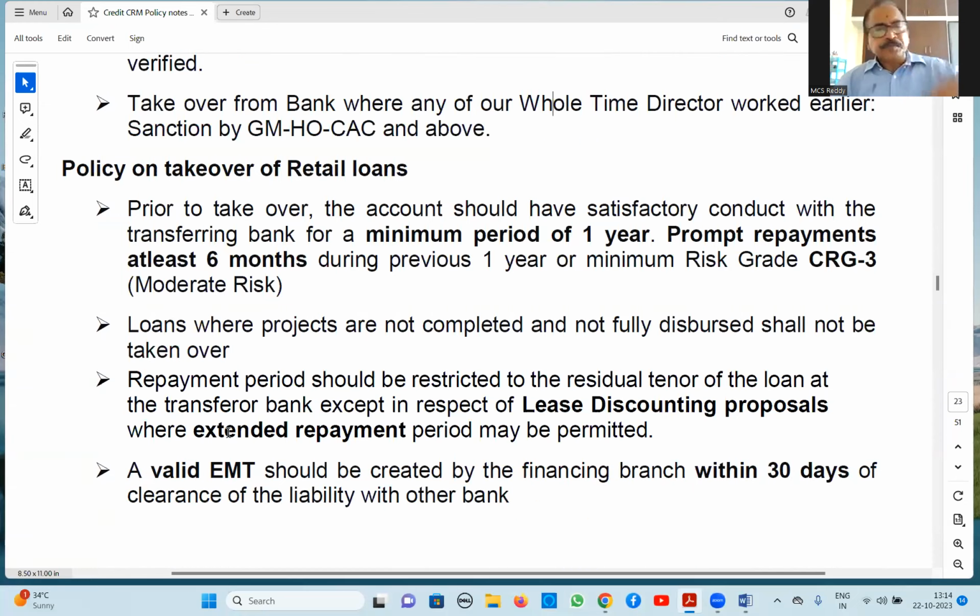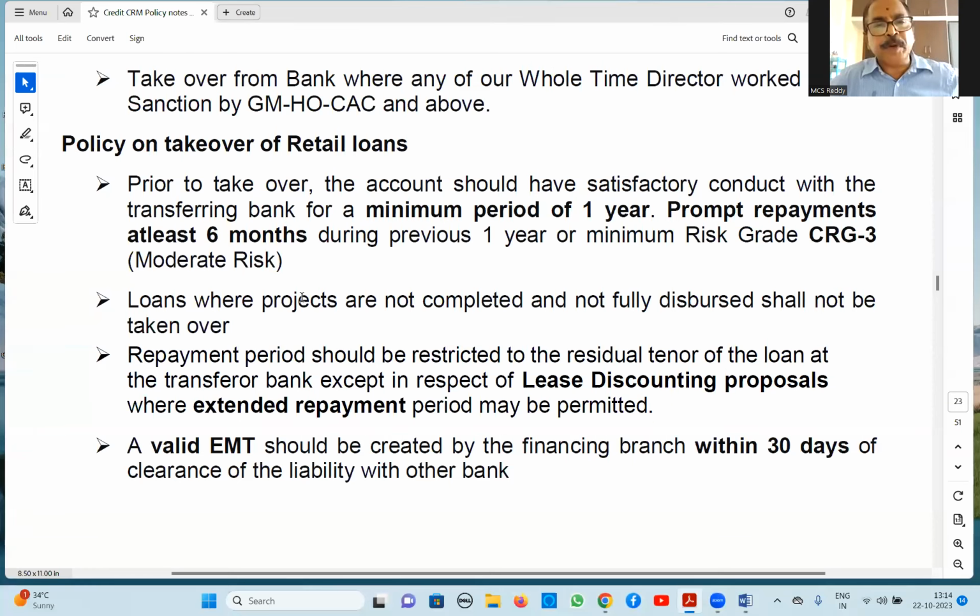Retail loans: we will just go through only the broad guidelines. Satisfactory conduct in the previous bank at least for 1 year. Prompt payments: out of 1 year, at least 6 months they should have paid promptly. Then only they are eligible. And risk grade CRG 3, moderate risk, and good and better rating, then only we can take over. Next, where projects are not completed, not fully disbursed, not eligible for takeover.